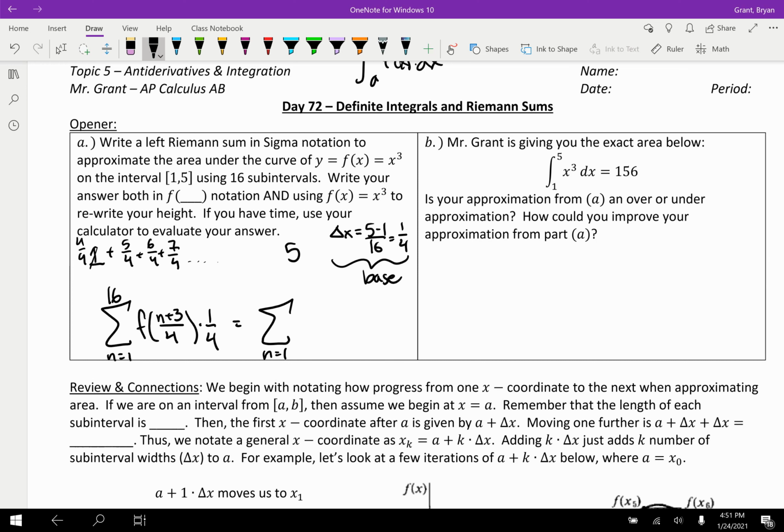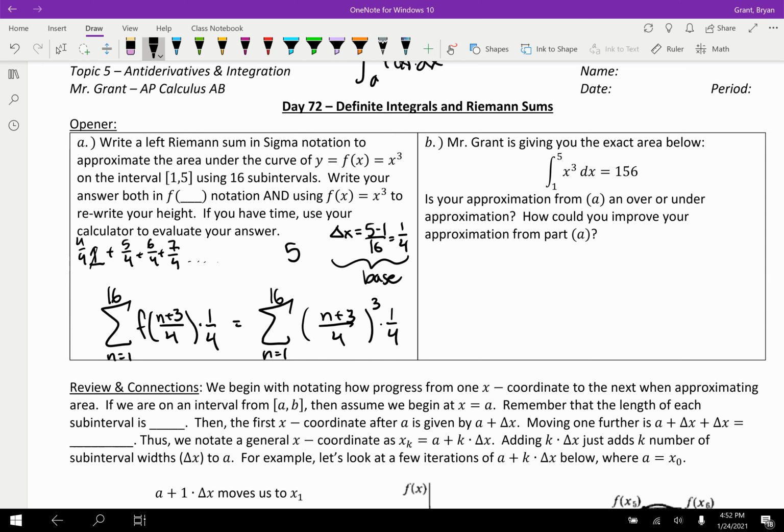And then it did mention that we could use f of x equals x cubed to rewrite our height. This is something we'll do often today. So we're still going to go from 1 to 16. It's still going to be times 1/4. But instead of f of n plus 3 over 4, let's be more specific, and let's say this is n plus 3 over 4. Whatever that x value is, if you substitute into f up here, you need to cube that.